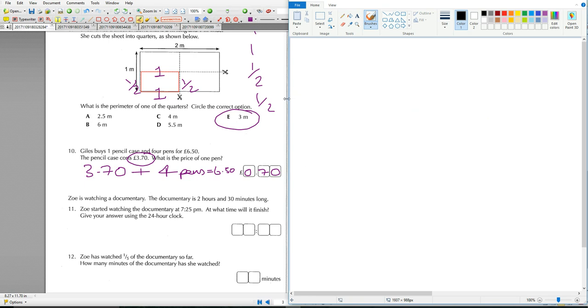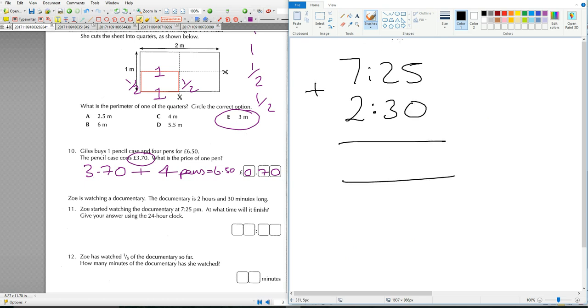Okay, so it's 2 hours 30 minutes long. She starts at 7:25, and we've got to add to that 2 hours and 30 minutes. What do you have to remember here? We're dealing in minutes. These are the hours. Now minutes, every 60 minutes makes an hour, so we're okay here. So we have 25 add 30, that will give us 55 minutes. And 7 add 2 will give us the 9.